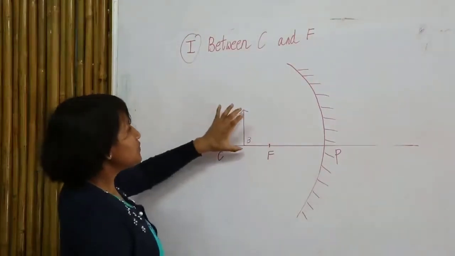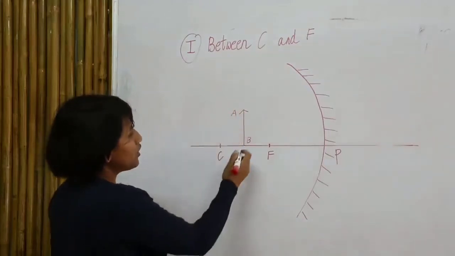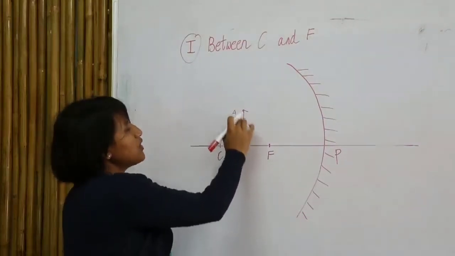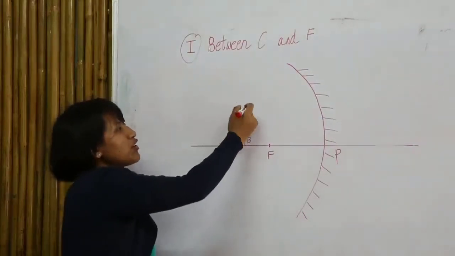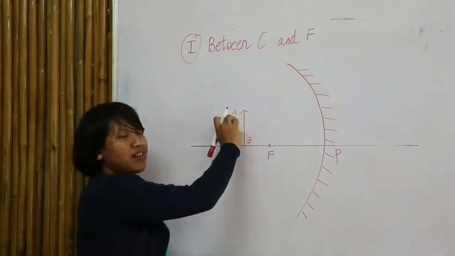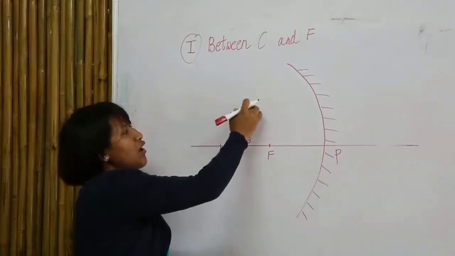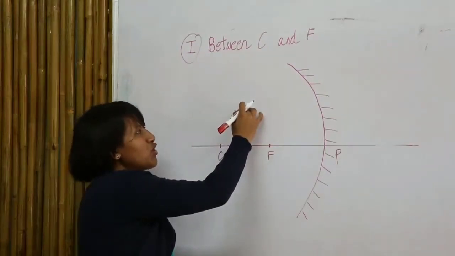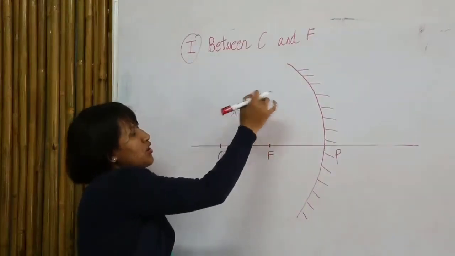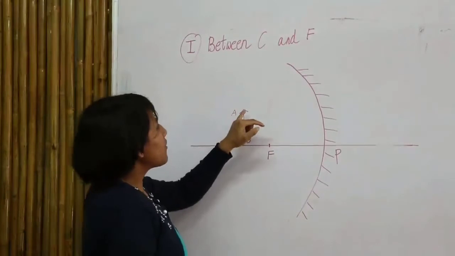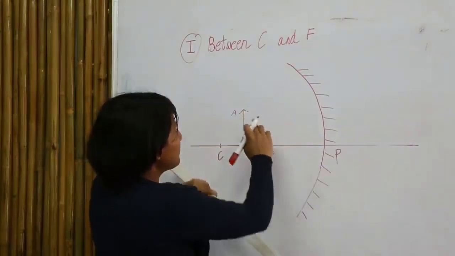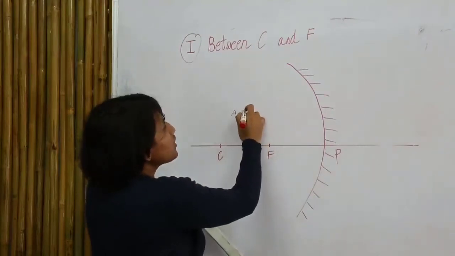With the help of a ruler, you mark, and then you place the object. Now we'll be concentrating only on this tip of the object, A. I've marked it as A. When you know the image of this tip, obviously the rest will follow. A parallel beam of light will be emerging from this point A.